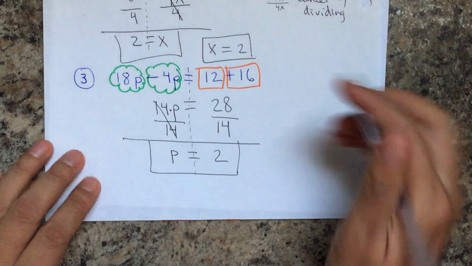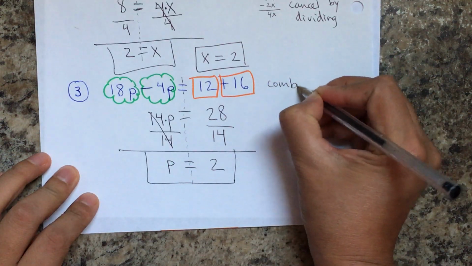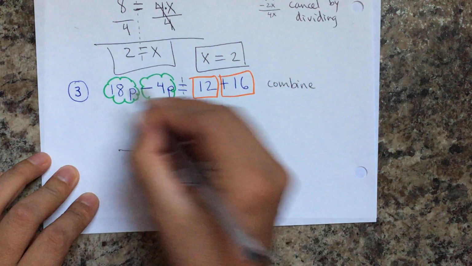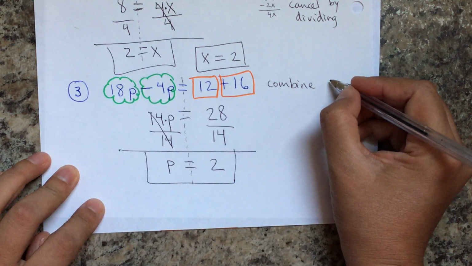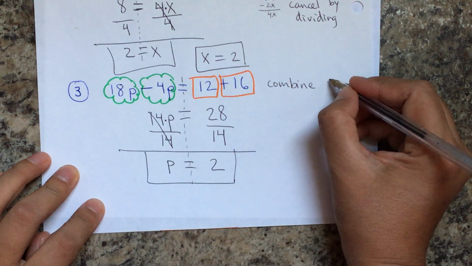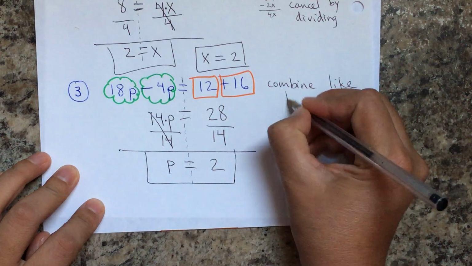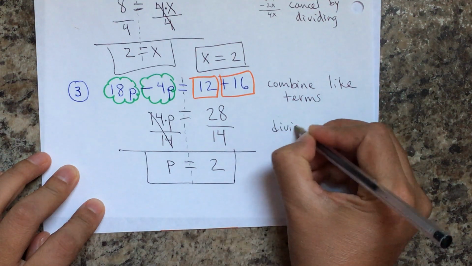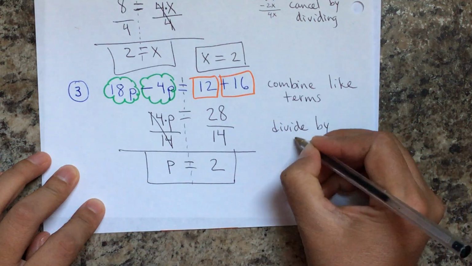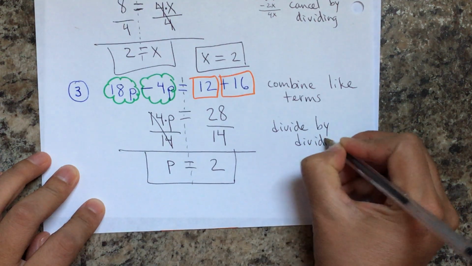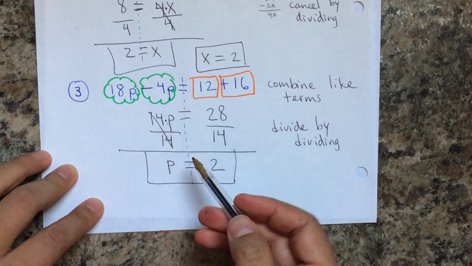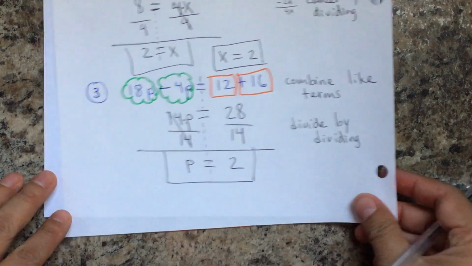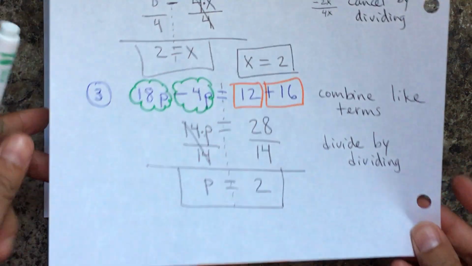So what did we do? Combined like terms. Okay, putting together the terms that have the same variable raised to the same power. And the next step was to divide. Okay, the opposite, because it's multiplication, the opposite is division.